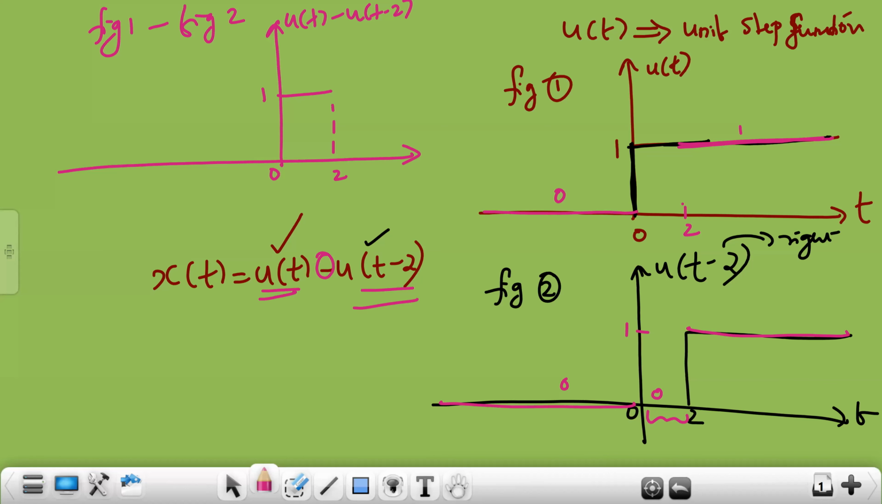Is this clear for you? So after subtracting figure 1 minus figure 2, you are getting a signal like this. So you need to draw this waveform also, that is this vertical line also, because your signal is coming back to 0 at 2. Your signal is coming back to the value 0 at a time t equal to 2.